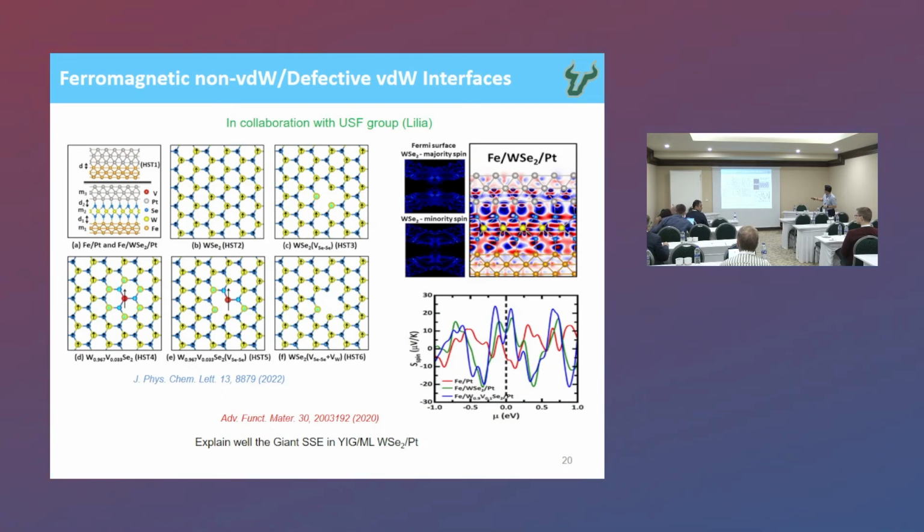Very interestingly, when we look at the spin Seebeck coefficient, it turns out that when we form the interface between iron and platinum, these coefficients increase. This means that you can enhance the spin-to-charge conversion efficiency by forming TMD semiconductor 2D materials in between, and this result explains very well the experimental observation of the giant spin Seebeck effect in the yttrium iron garnet, monolayer tungsten diselenide, platinum heterostructure observed by Professor Kim's group in Korea.